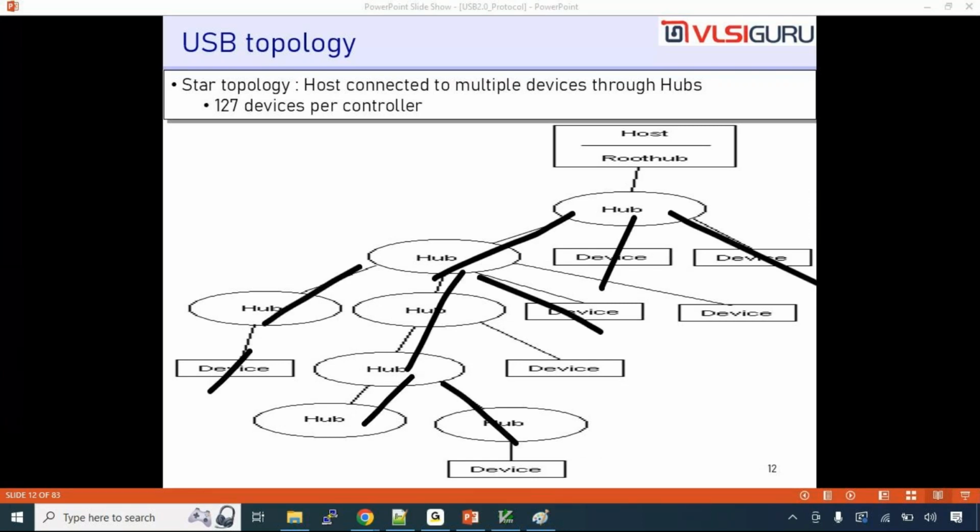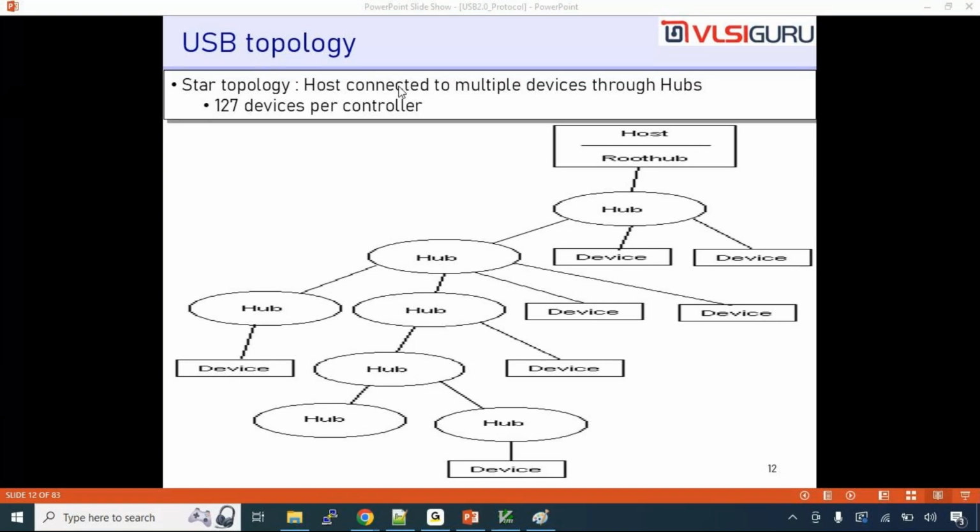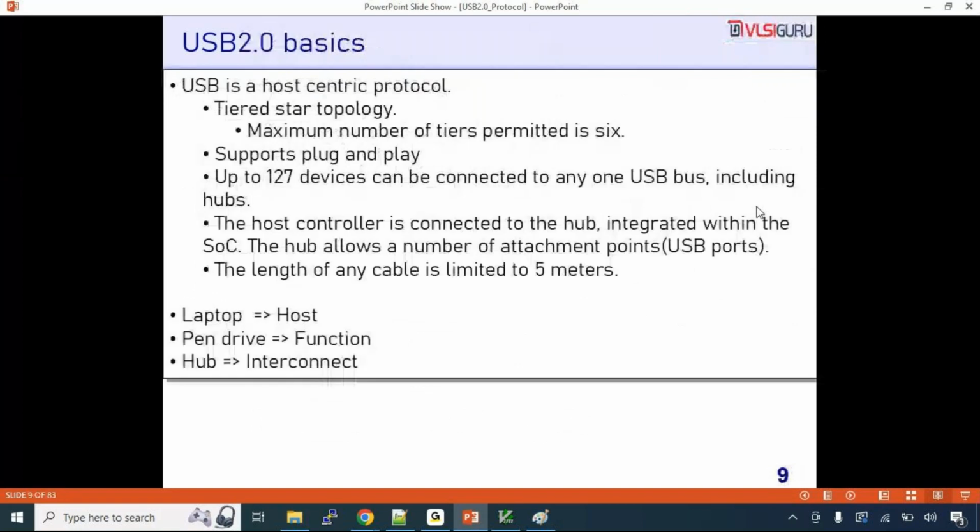That's why it is a tiered star topology. And how many maximum number of tiers can there be? Six levels can be there. I mean, you cannot connect seven levels of hubs. You have to fit everything into six hierarchies.